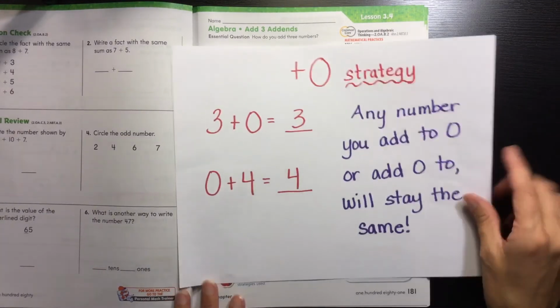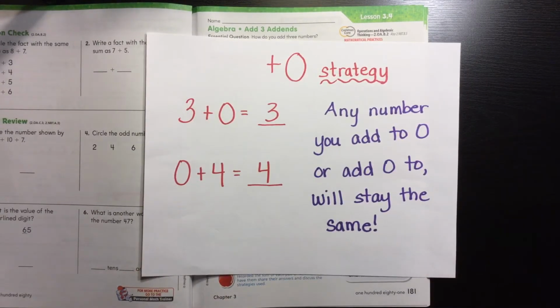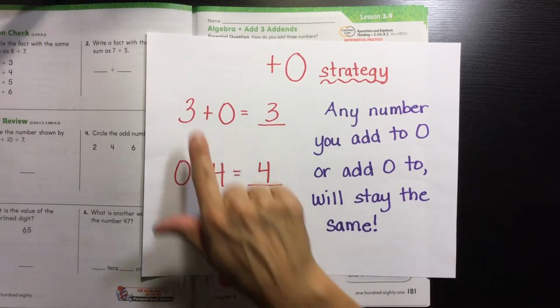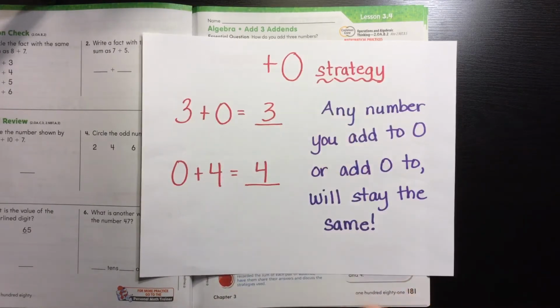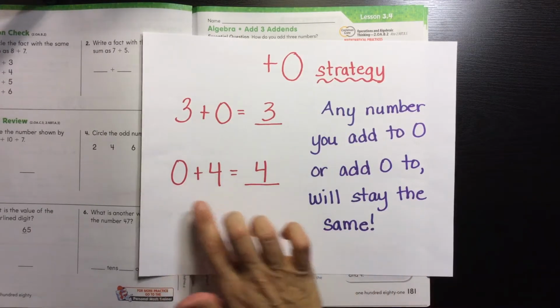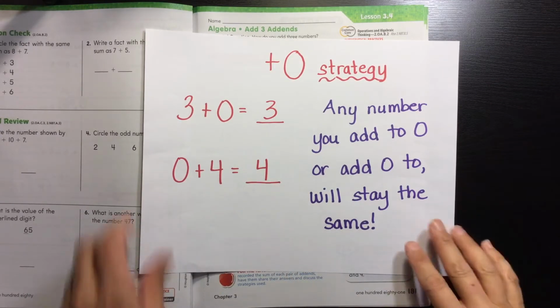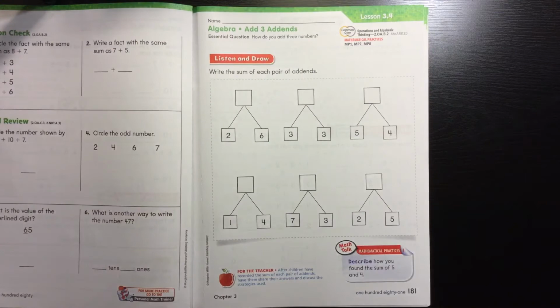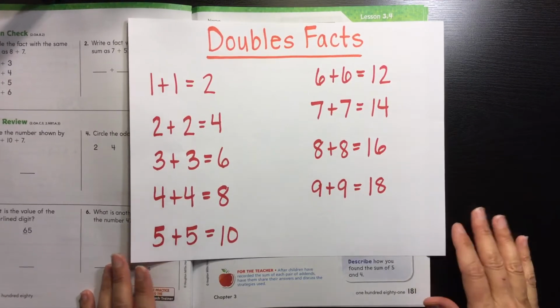So to begin with, remember our plus 0 strategy. We know that anytime we add 0 to a number or add a number to 0, the number will stay the same because 0 is nothing. So 3 plus 0, we will still have a 3. 0 plus 4, we will end up with a 4 because 0 is nothing. That's our first strategy. Our next is not necessarily a strategy, but a type of facts, doubles facts.